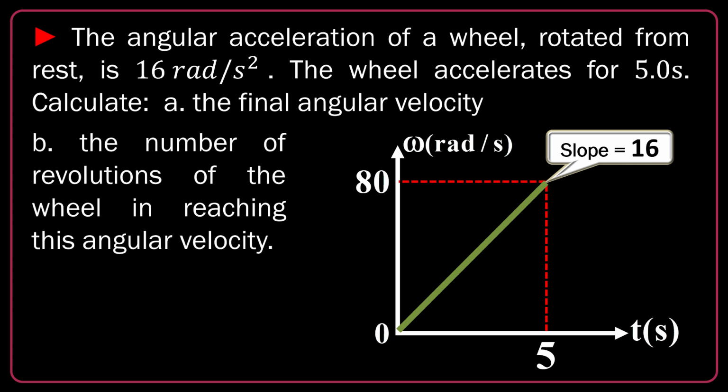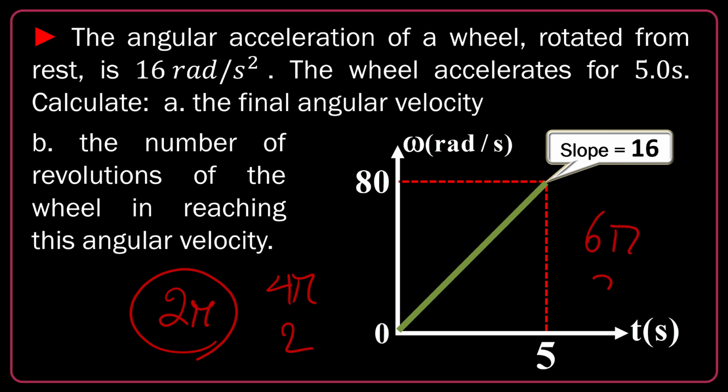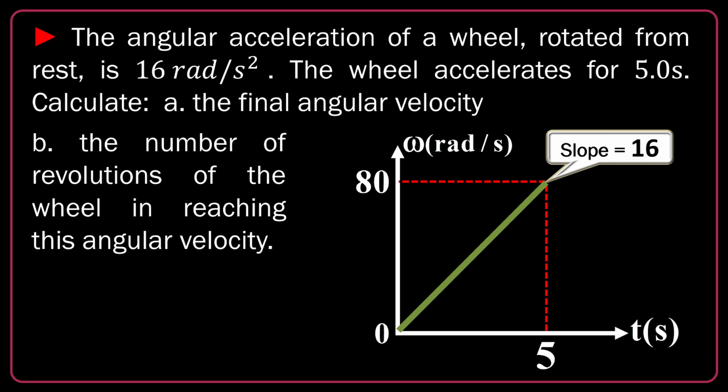Part B, the number of revolutions of the wheel in reaching this angular velocity. What do they mean by number of revolutions? Guys, you know 2 pi is a complete revolution. One full cycle is 2 pi. So if I know, for example, that theta is 4 pi, it will be 2 revolutions. And if it is 6 pi, it will be 3, easily. So you divide the theta by 2 pi and find the number of revolutions.